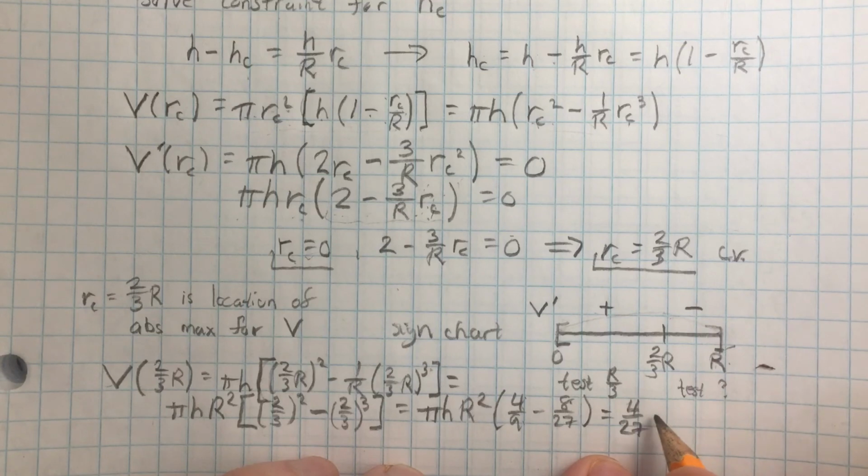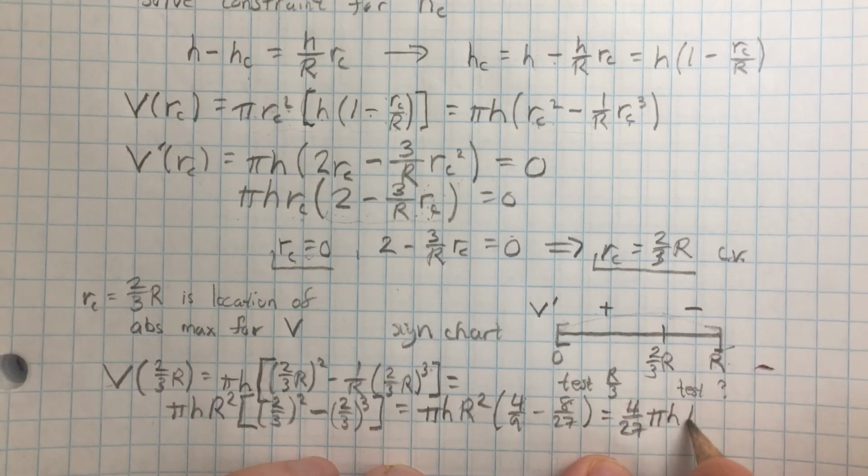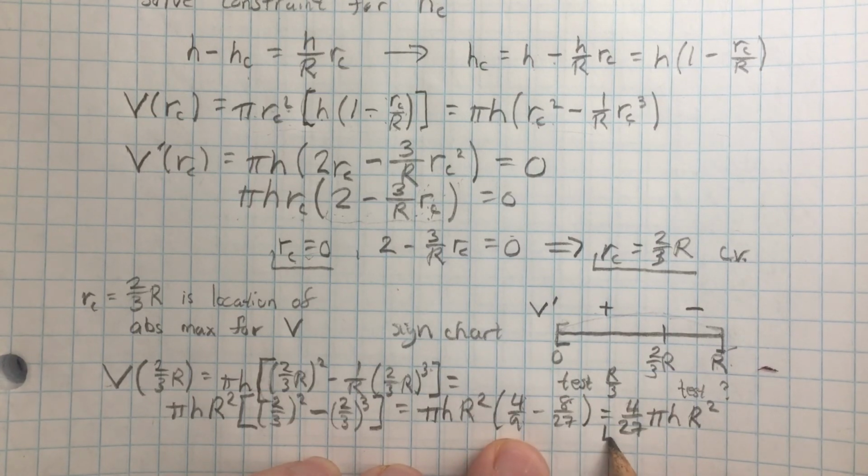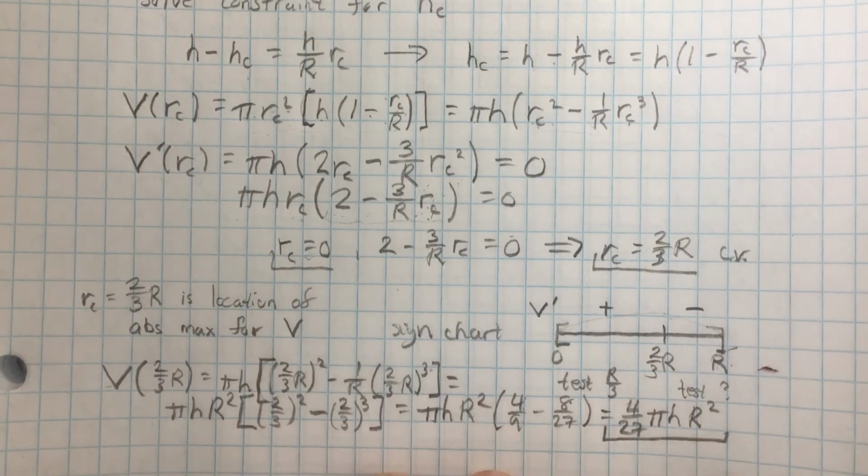4/27 pi h R squared. That's our volume. And that's the answer to the problem.